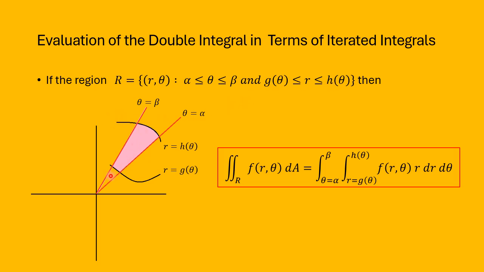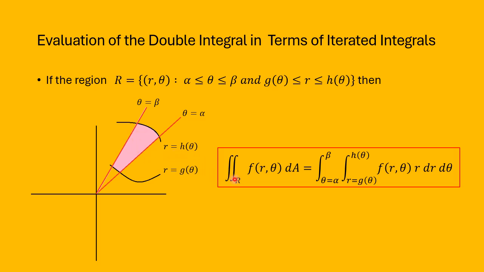The picture looks like this. Here's the curve r equals h of theta, down here r equals g of theta, and two lines, theta equals alpha and theta equals beta. So R is this colored region in here.